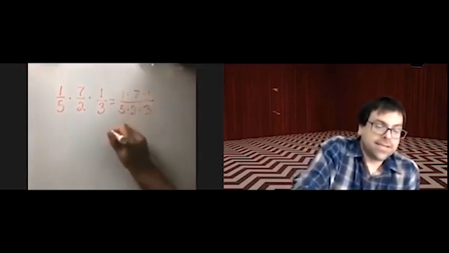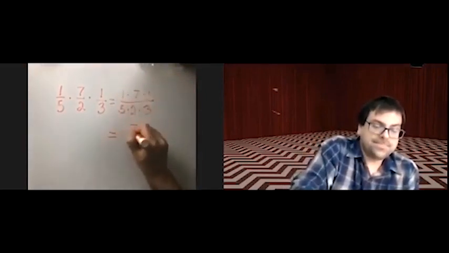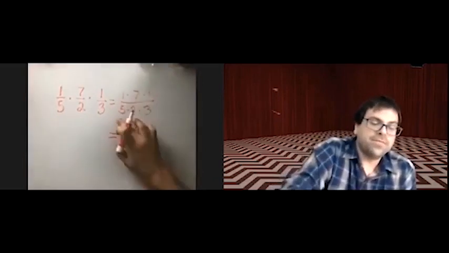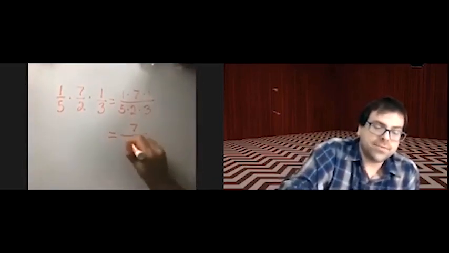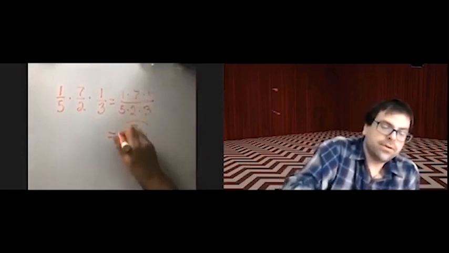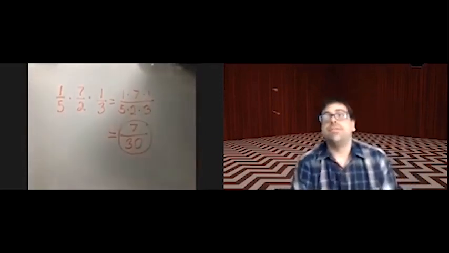Anything times 1 is itself. The top is just 7. On the bottom, 5 times 2 is 10 times 3 is 30. 7/30.